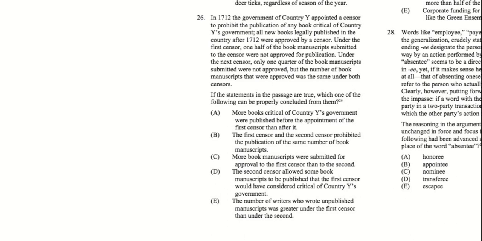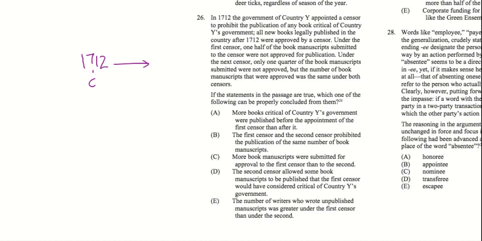26. In 1712, the government of Country Y appointed a censor to prohibit the publication of any book critical of Country Y's government. All new books legally published in the country after 1712 were approved by a censor. So let's see. In 1712, that's when the government appointed a censor, right? That year. So we know that after 1712, the censor must have been used, right?